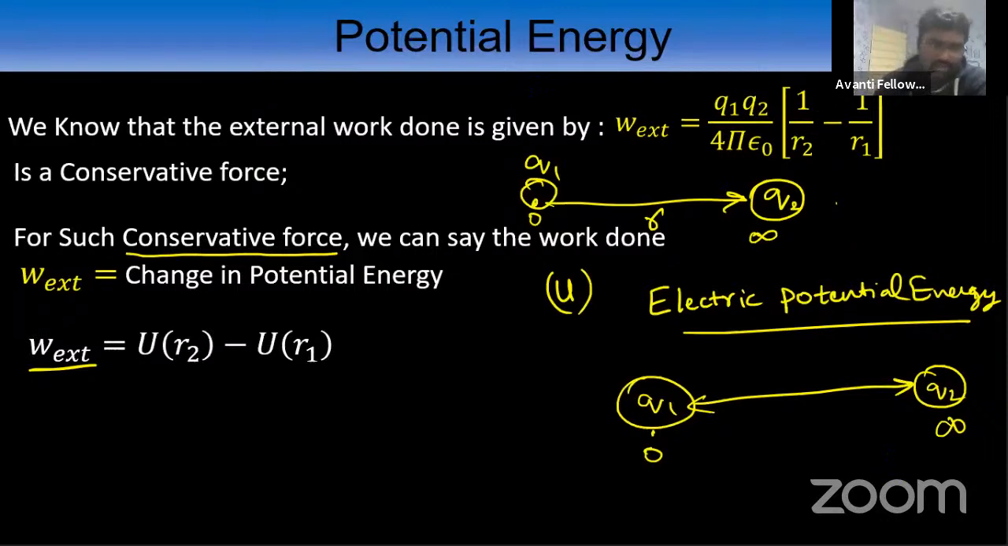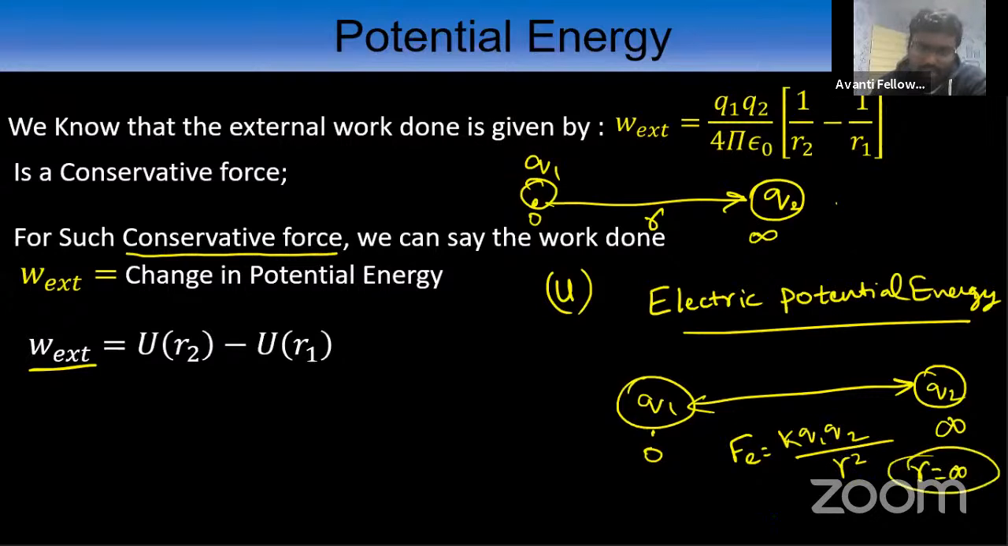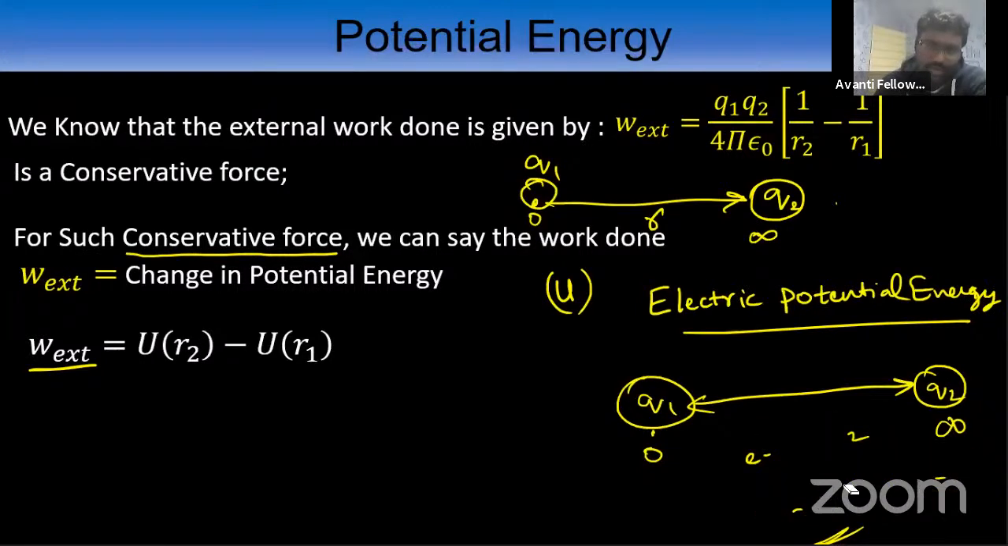Correct? So how? F_E is equal to 1/4 pi epsilon naught, okay, I'll take it as k only, k q1 q2 by r square. If my r is equal to infinity, my F_E will be equal to 0, right? If my r is infinity, my F_E will be 0. Then what will be my electrostatic potential energy? What will be my U?